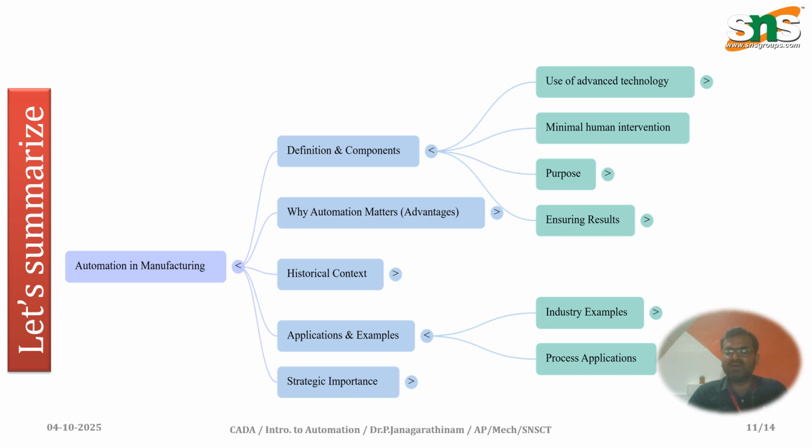So this is the overall mind map. We discussed automation in manufacturing, what components are required to do this kind of automation, why automation, applications, and examples. This is the overall summary of today's video.